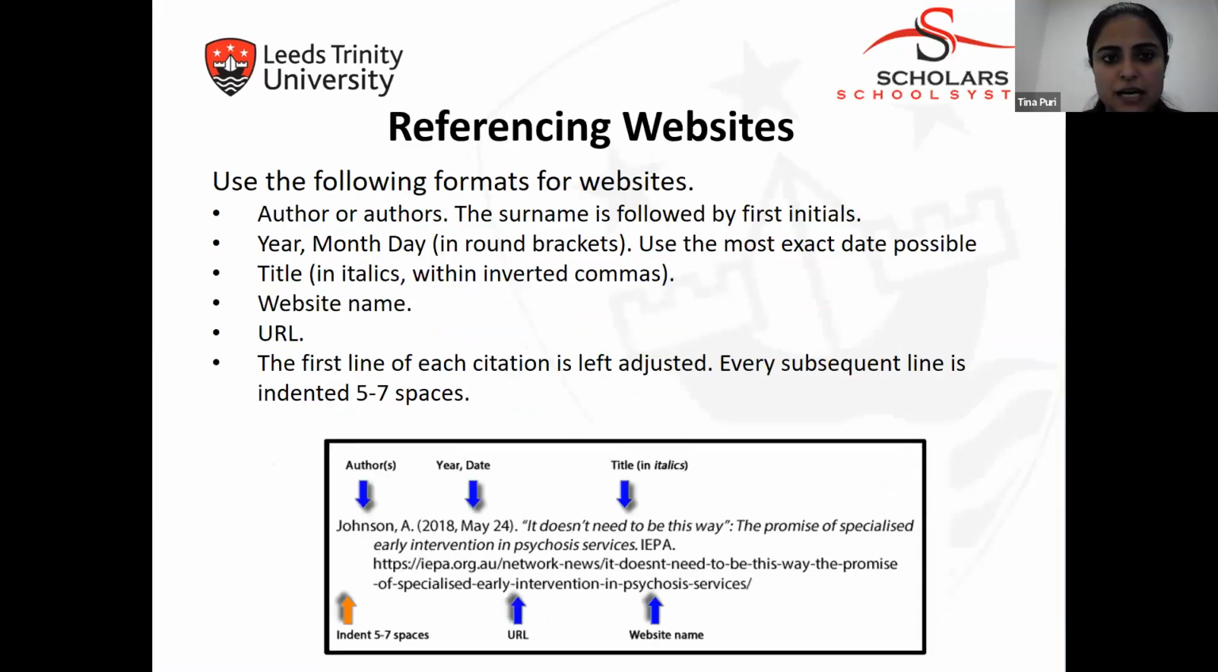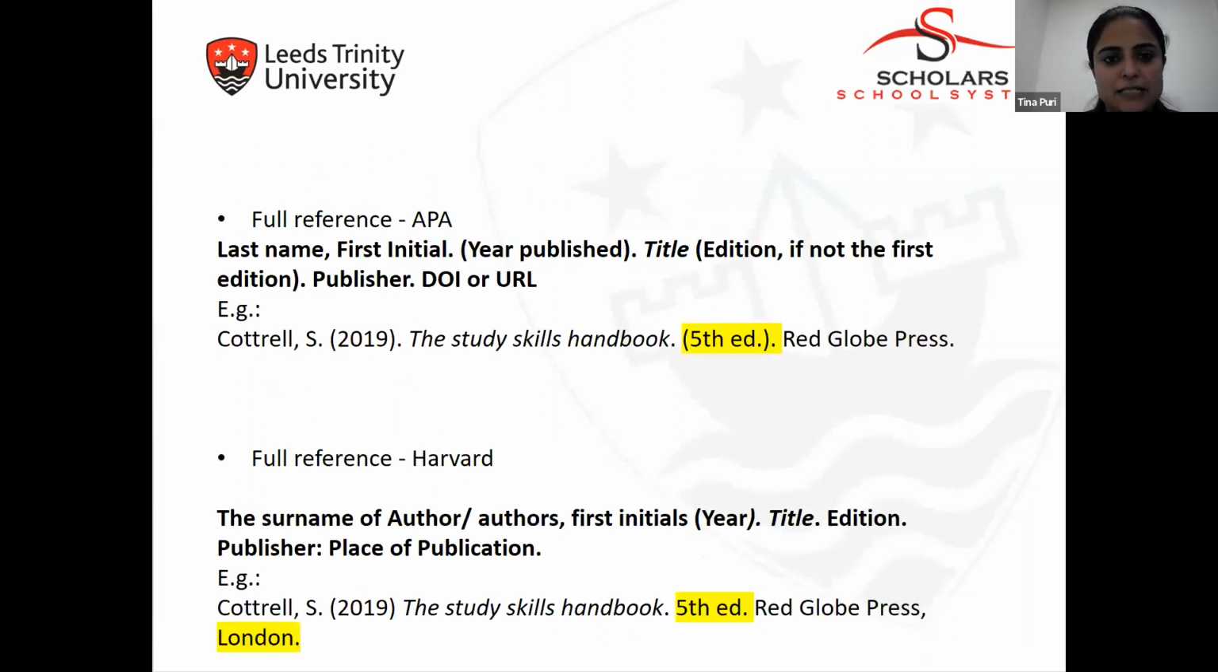Referencing a website. Use the following format for a website: author or authors, the surname followed by first initials, then year, month, day in round brackets. Use the most exact date possible. Then the title, in italics, website name, URL. The first line of each citation is left adjusted. Every subsequent line is indented 5-7 spaces. Below you can see an example of referencing a website. Now we'll move to the next slide.